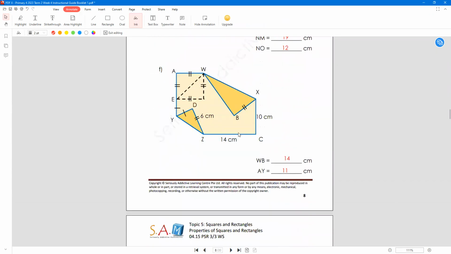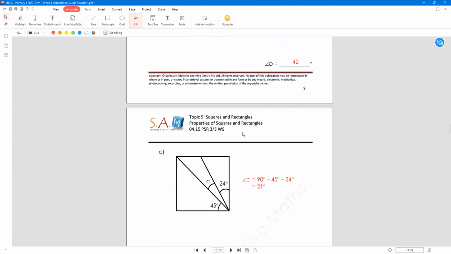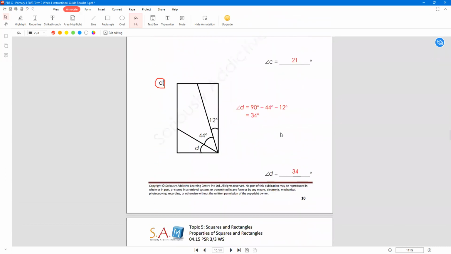Get them to do question D, right? So again, this is a recap, to find angle D. They need to know that a right angle is 90 degrees minus this part here, 12 minus 44, and you get the angle D.